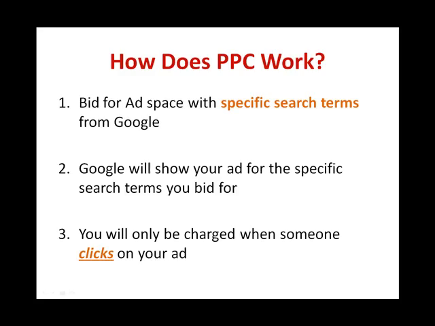Pay-per-click works by starting with an advertiser bidding on an ad space with specific search terms from Google. Each time a web user makes a search query which contains a keyword, Google will then show your ad for the specific keyword you bid for. However, no charges will be incurred to you for having your ad shown. You will then only be charged each time someone clicks on your ad.